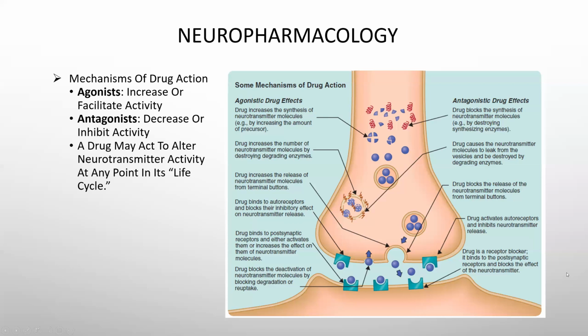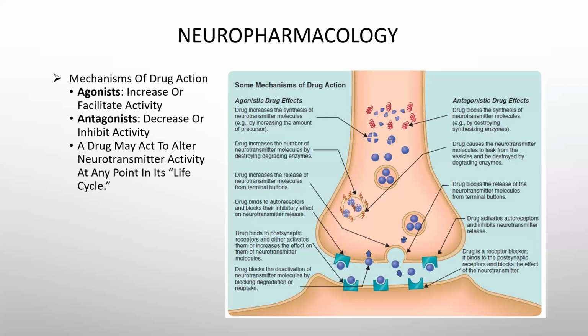So in this case, a drug might be created to increase the synthesis of a neurotransmitter molecule, making more of it. Let's just say that we stick with dopamine. There might be a drug created to increase the synthesis of dopamine so that we have more dopamine. There may be a drug that increases the number of neurotransmitter molecules by destroying degrading enzymes. So the drug is something that destroys the enzymes so that the enzymes cannot break dopamine down. So it's still creating more dopamine and being an agonist.